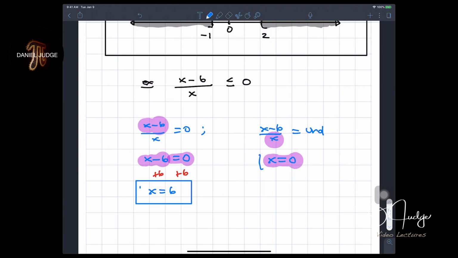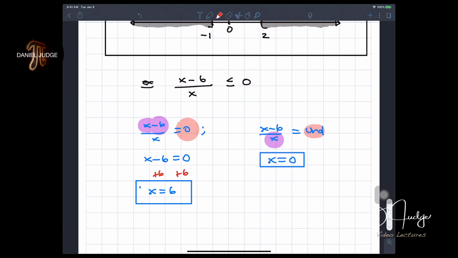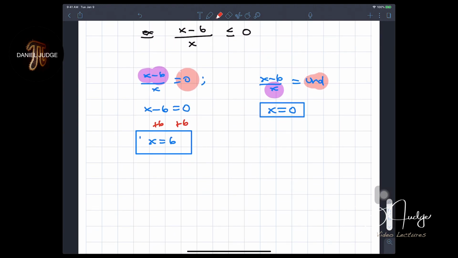Here, by setting the denominator equal to 0, it was already solved. So I just want to let people know that's your first step here. The importance of this is to find where it equals 0 and where it's undefined. So we go to our real number line, and we have to plot the information here.